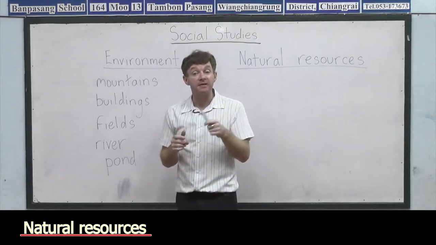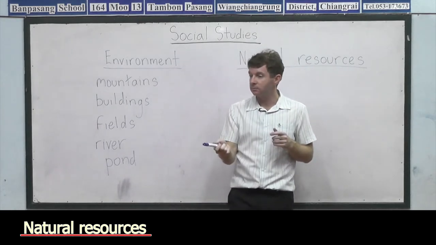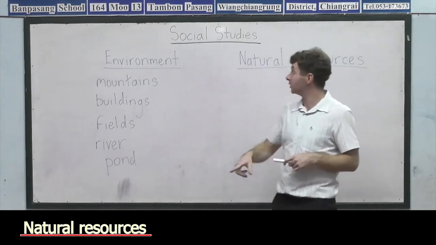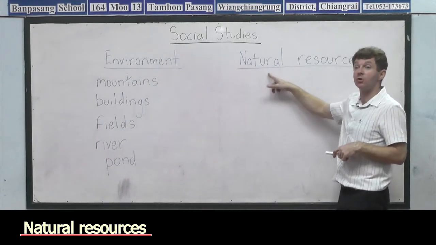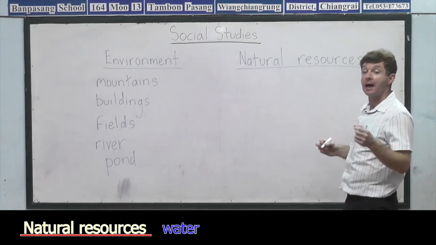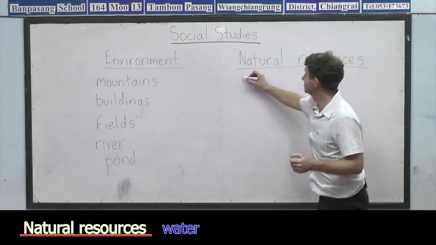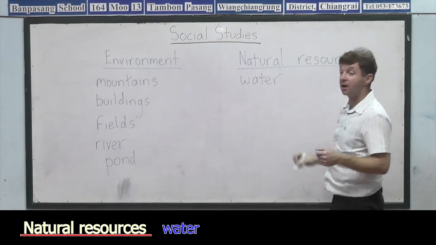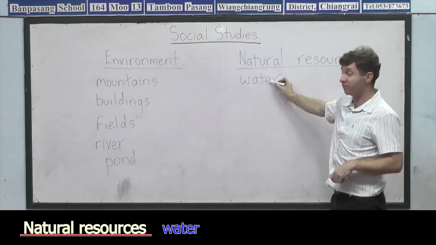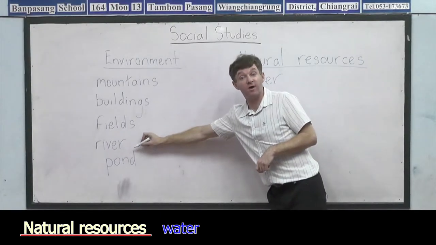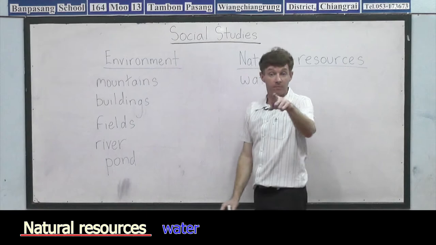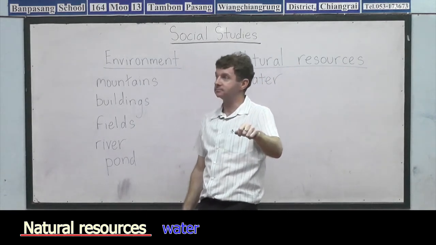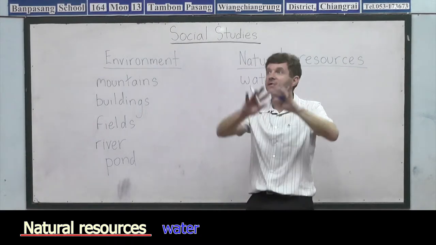So let's see. Can we think of any examples, guys? Nadia? Excellent. Water is a very good example of natural resource. How do we spell water, guys? Excellent. Where does water come from? We can say river or pond. Prel. Air.